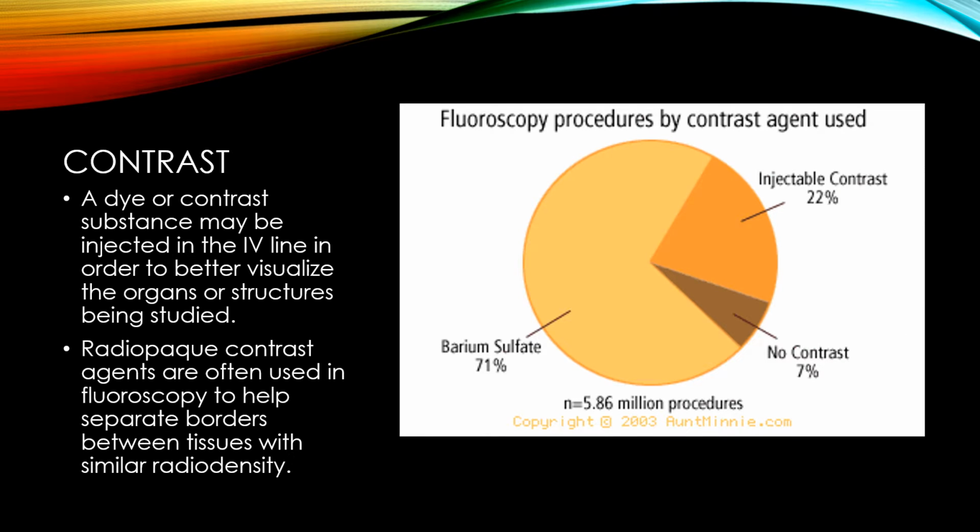Contrast is the ability to detect differences in brightness. Fluoroscopic exams don't necessarily always use contrast depending on the type of procedure. A dye or contrast substance may be injected in the IV line in order to better visualize the organs or structure being studied. Contrast agents are often used in fluoroscopy to help separate borders between tissues with similar radiodensity. On the right is the most common types of contrast used during fluoroscopy. It looks like barium sulfate is the most common, and then there's injectable contrast.